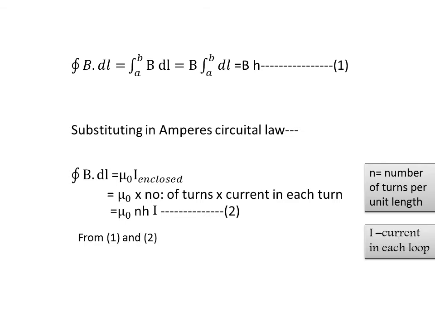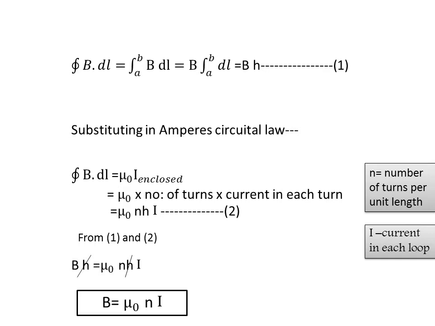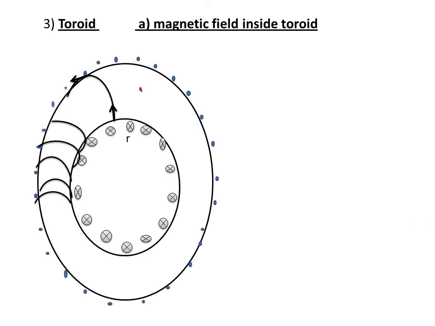From 1 and 2 we can write integral B dot dl equal to Bh. So Bh is equal to mu 0 into nhI. We can cancel h from both sides. So B is equal to mu 0 nI. This is the equation for magnetic field inside a solenoid. Now n is the number of turns per unit length, that is n is equal to total turns by length, that is capital N by capital L. Now we are going to the third application of Ampere's circuital law, toroid.